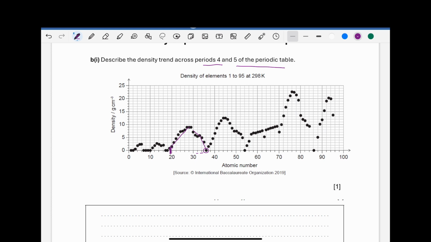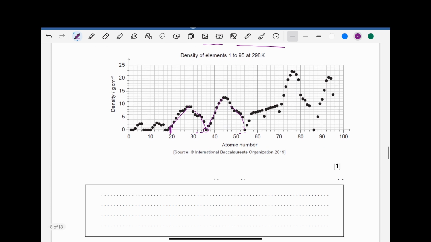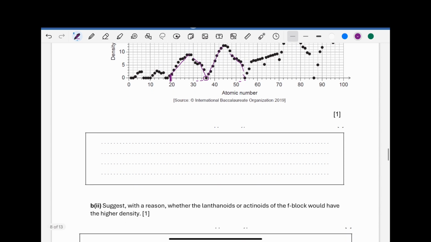And period 5 starts with rubidium, and rubidium has atomic number 37. So 37 we have here. We can see again it goes up, and period 5 ends at xenon, which is 54. So 52 and 54, so it goes down again. Right, so describe the density trend across period 4 and 5 of the periodic table. So we can write down: density increases and then decreases.